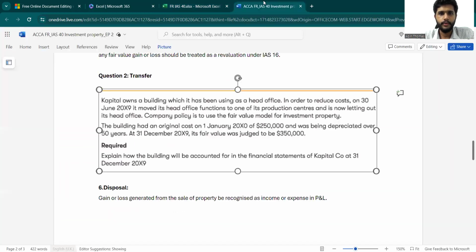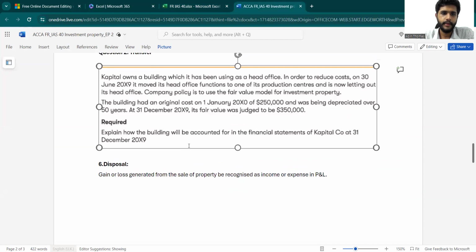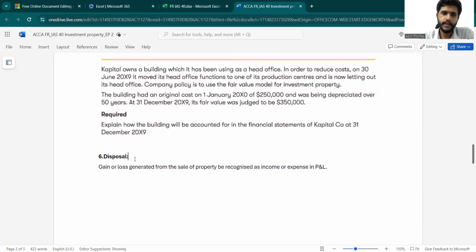Okay. Moving back to our notes, we are coming to the end. The last topic is the disposal. So once the property is disposed, even in the case of IAS 16 property or IAS 40 property, the gain or loss from the sale of the asset should be taken to P&L. Got it? The disposal gain, or if it is a loss, should be taken to the P&L statement. There is no OCI or anything. Same as IAS 16, where we have taken the disposal to P&L also.